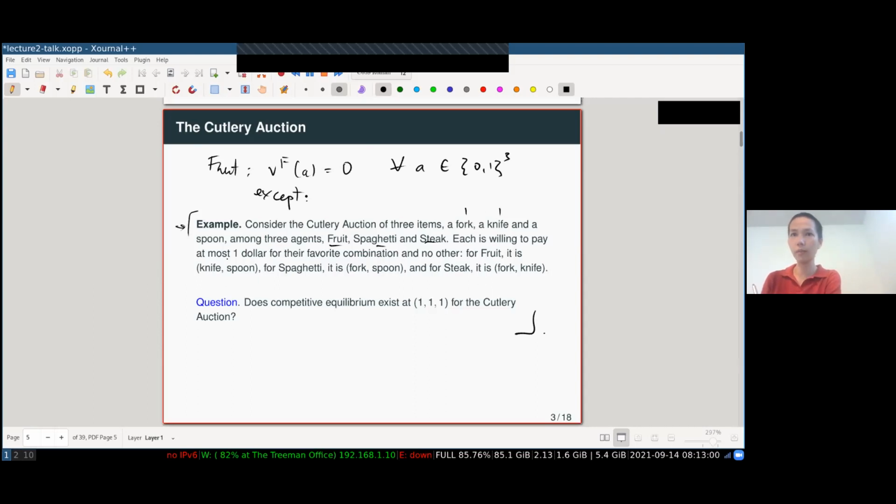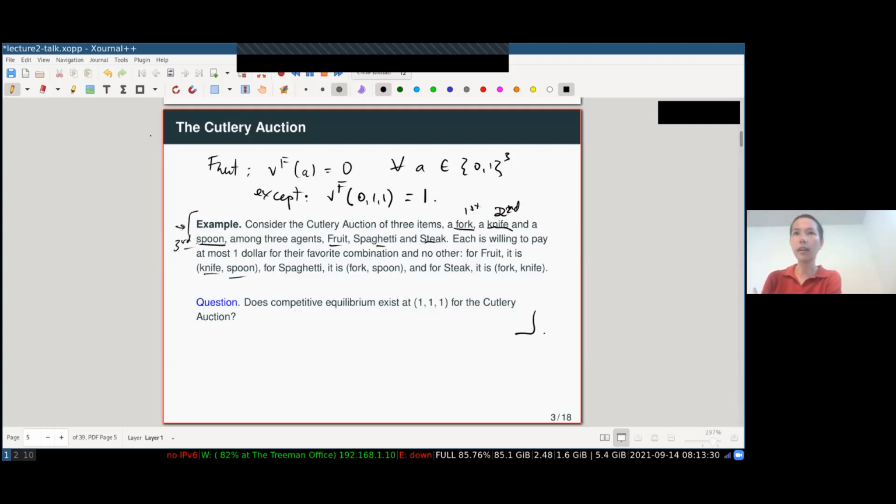So this is the first coordinate, this is the second coordinate, and the spoon is the third coordinate. So the only thing that fruit wants is, oh, hang on, I'll correct myself in one sec. The only thing that fruit wants is the point knife and spoon, 0, 1, 1. This has valuation 1.